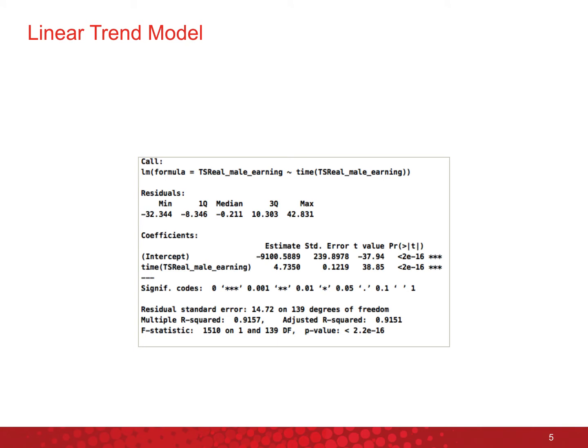A significant regression equation was found in the linear trend model with an R-square of 0.915, indicating that 91.5% of the variance in the data is explained by the model. Furthermore, it estimated that the slope is 4.735. This suggests that the weekly earnings increased by 4.735 every quarter. The p-value for the model was low, suggesting a significant relation between the variables.